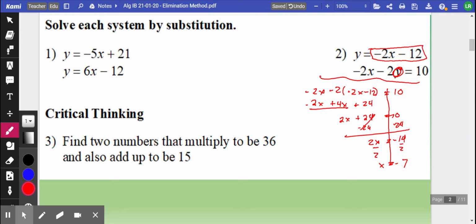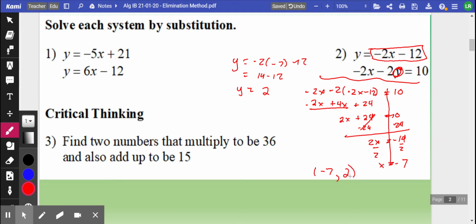Now I need to plug it back in again. Use the solved equation, so I'm going to put it in for that x there. So I'd have negative 2 times negative 7 minus 12. That'd be 14 minus 12, which is 2. So y is 2. So my answer for that second one would be negative 7 for my x and 2 for my y.